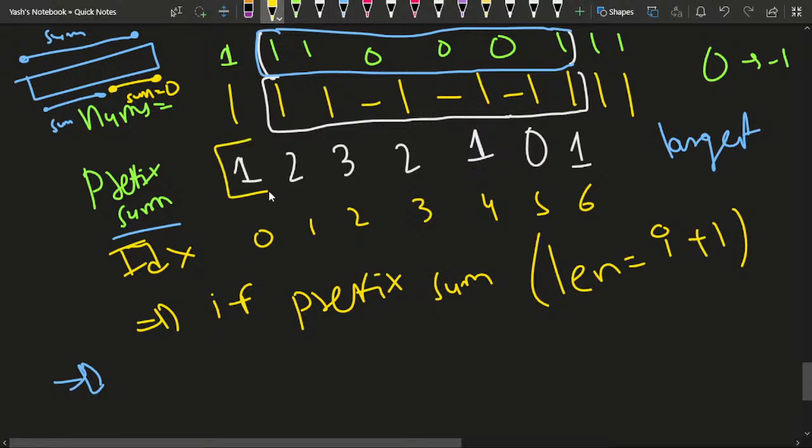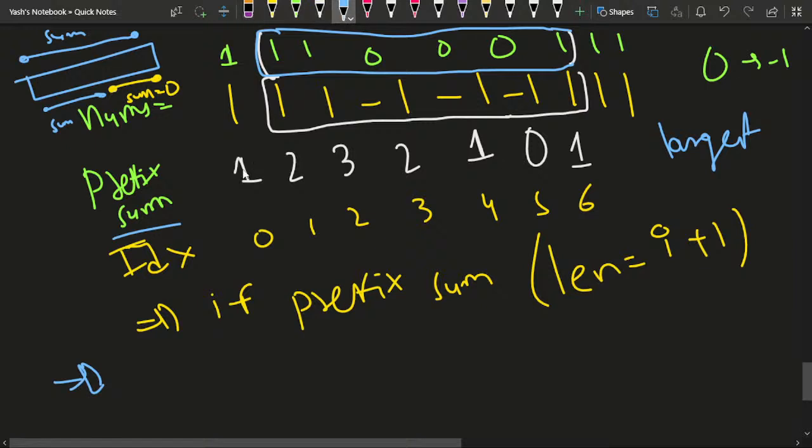Why do I want to store this index of 1? Because I want the largest length. This till here would give me the largest length. If I keep on updating my index of 1, the sum of 1, in that case this and this would be the answer, but that's very short, right? I want to keep it as long as possible.